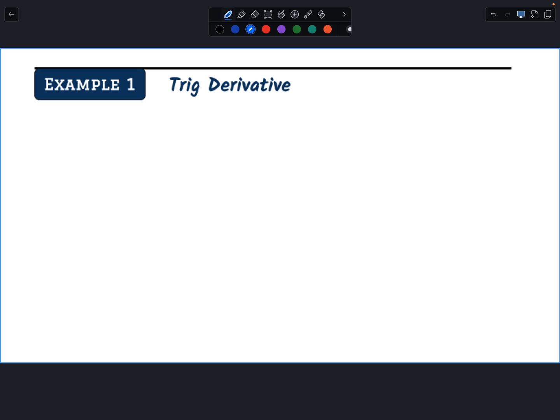Find the derivative of y equals sine of x tangent of x. Okay. So guys, what is happening operational wise between the two functions?